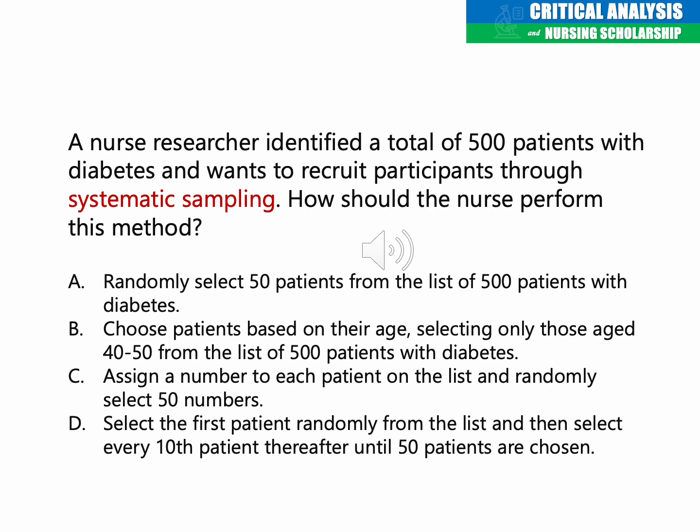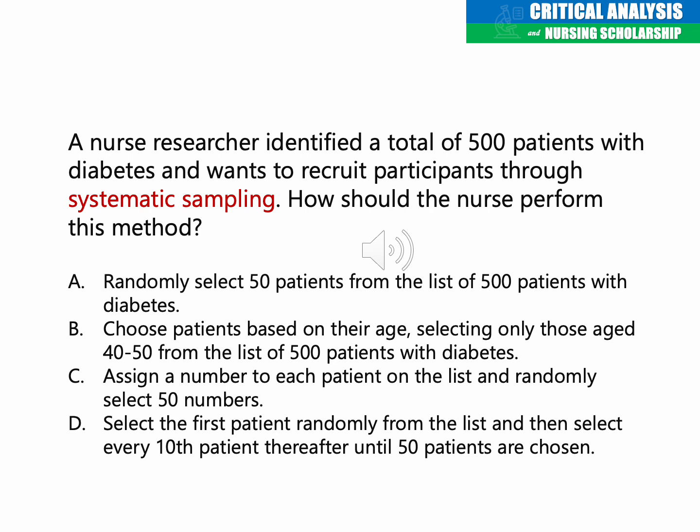A. Randomly select patients from the list of 50 patients with diabetes. B. Choose patients based on their age, selecting only those aged 40 to 50 from the list of 500 patients. C. Assign a number to each patient on the list and randomly select 50 numbers. Letter D. Select the first patient randomly from the list and then select every 10th patient thereafter until 50 patients are chosen. What do you think is the right answer?